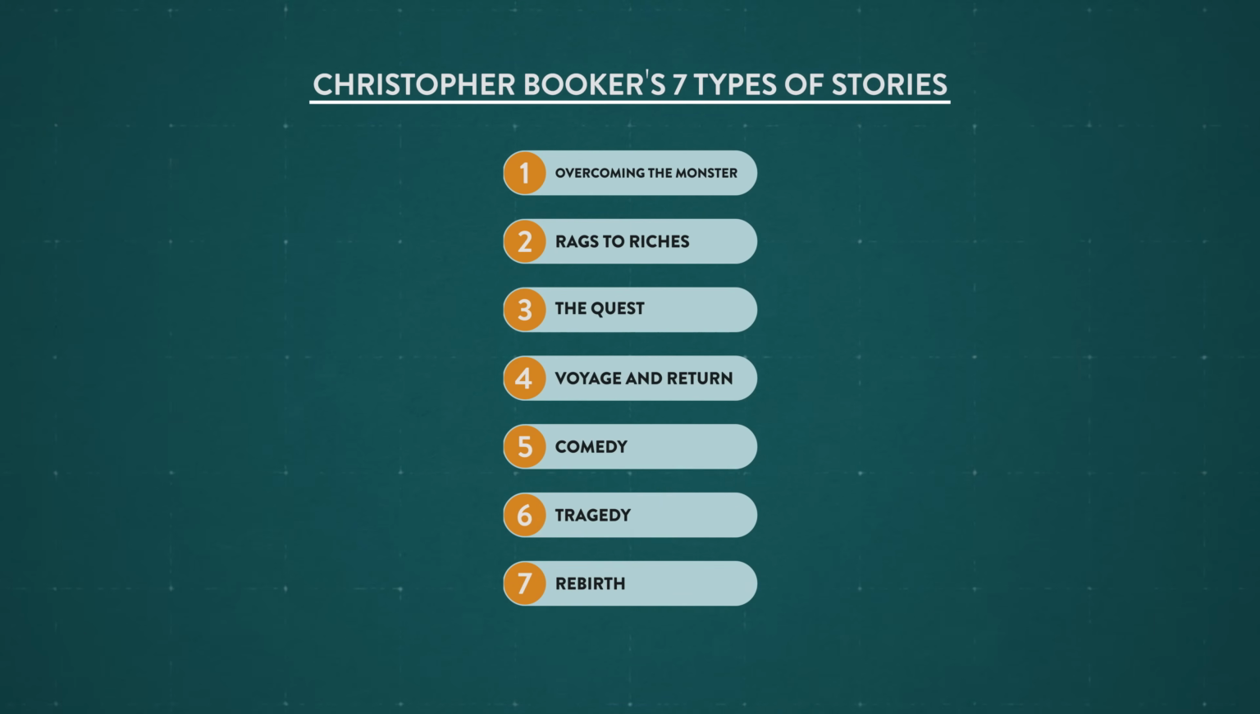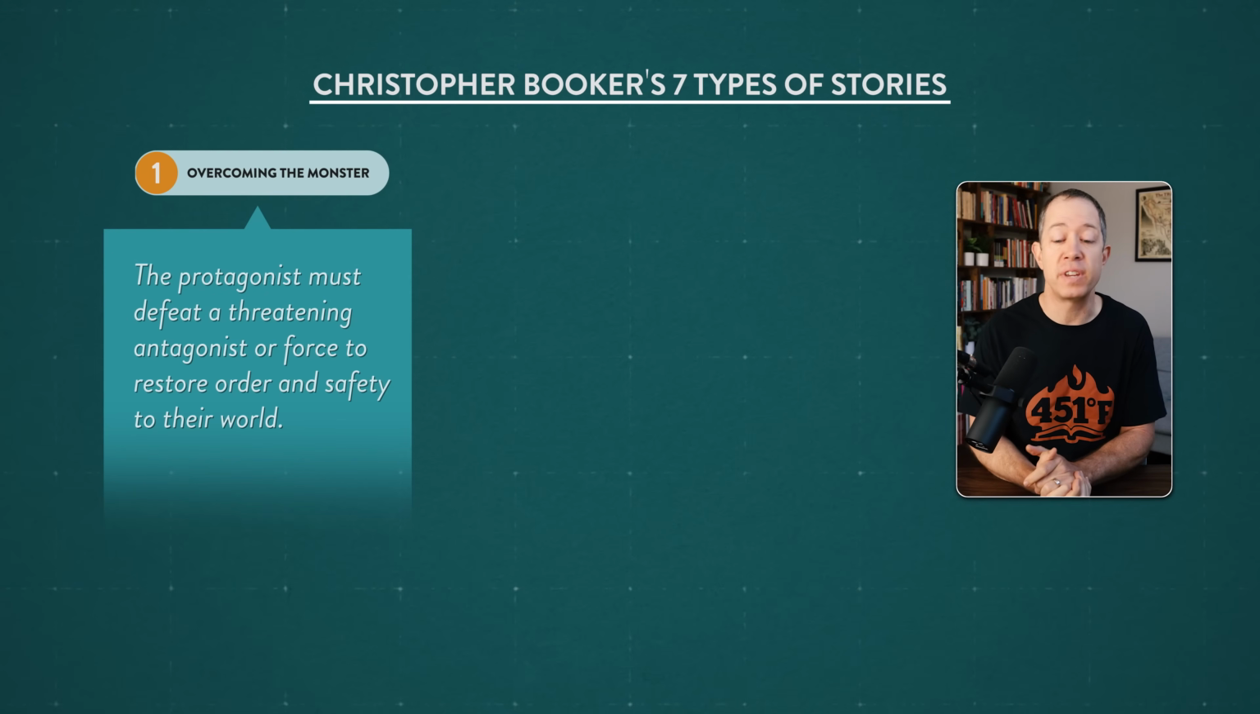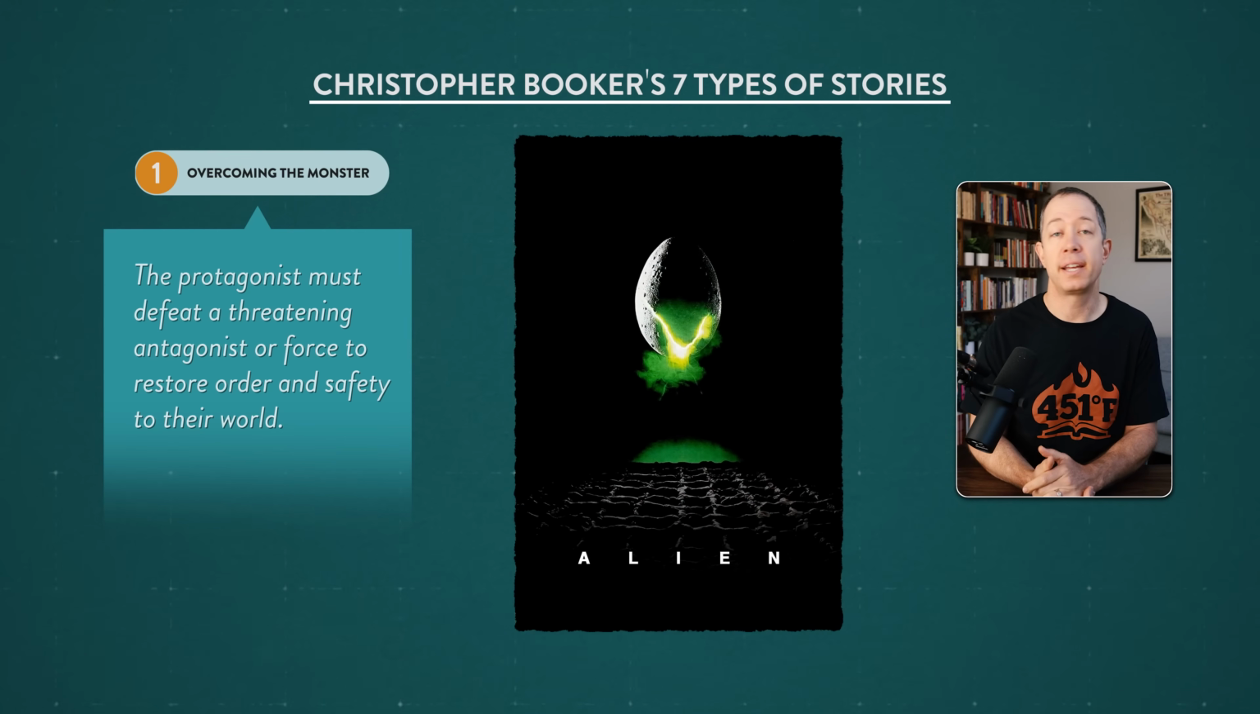So the most basic fundamental way to think about your story is just in terms of the concept and how your concept fits alongside all the other story concepts out there. Enter Christopher Booker's 7 types of stories. He says that no matter what you're writing, it probably falls under one of these 7 archetypal storylines. First one is overcoming the monster. The protagonist must defeat a threatening antagonist to restore order and safety to their world, like in Alien.